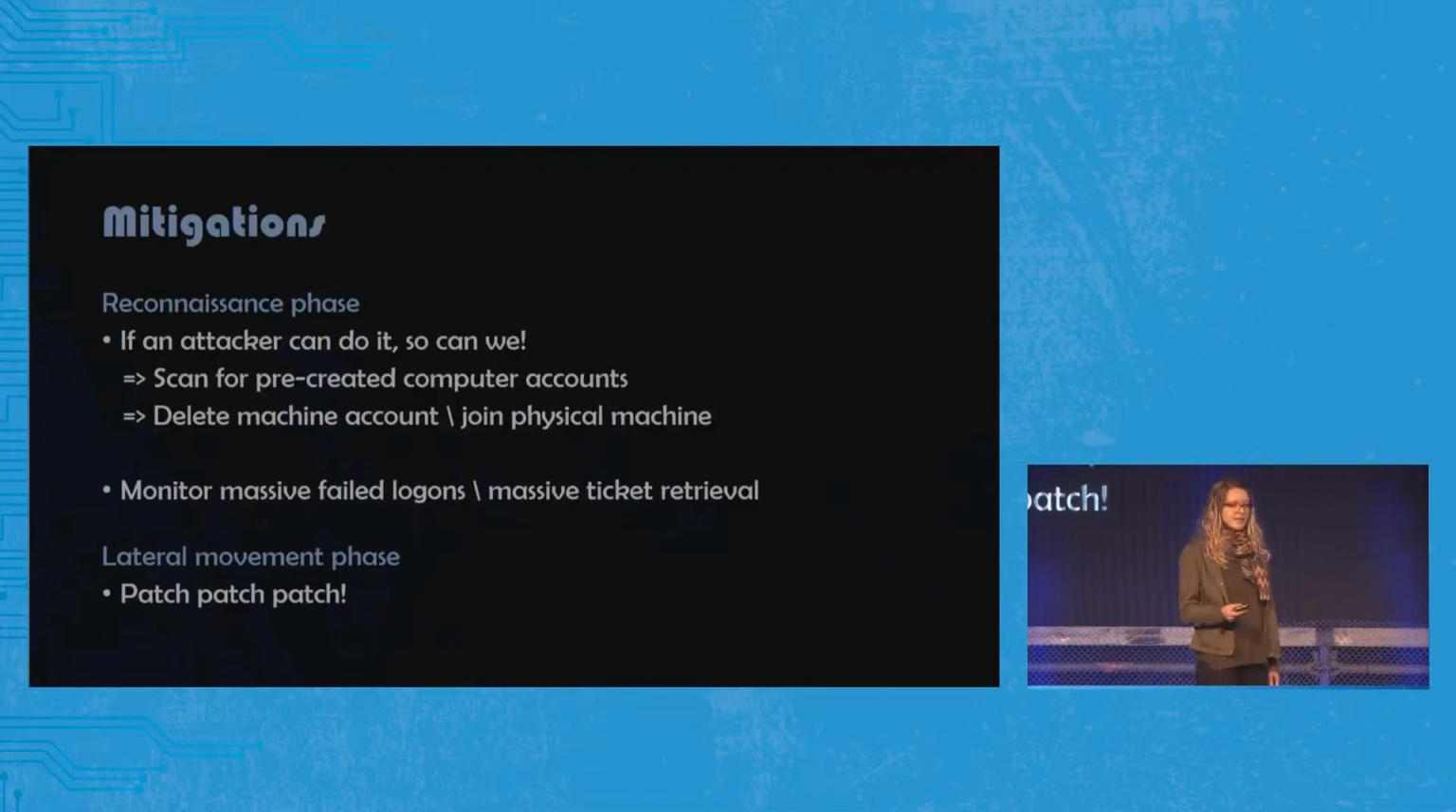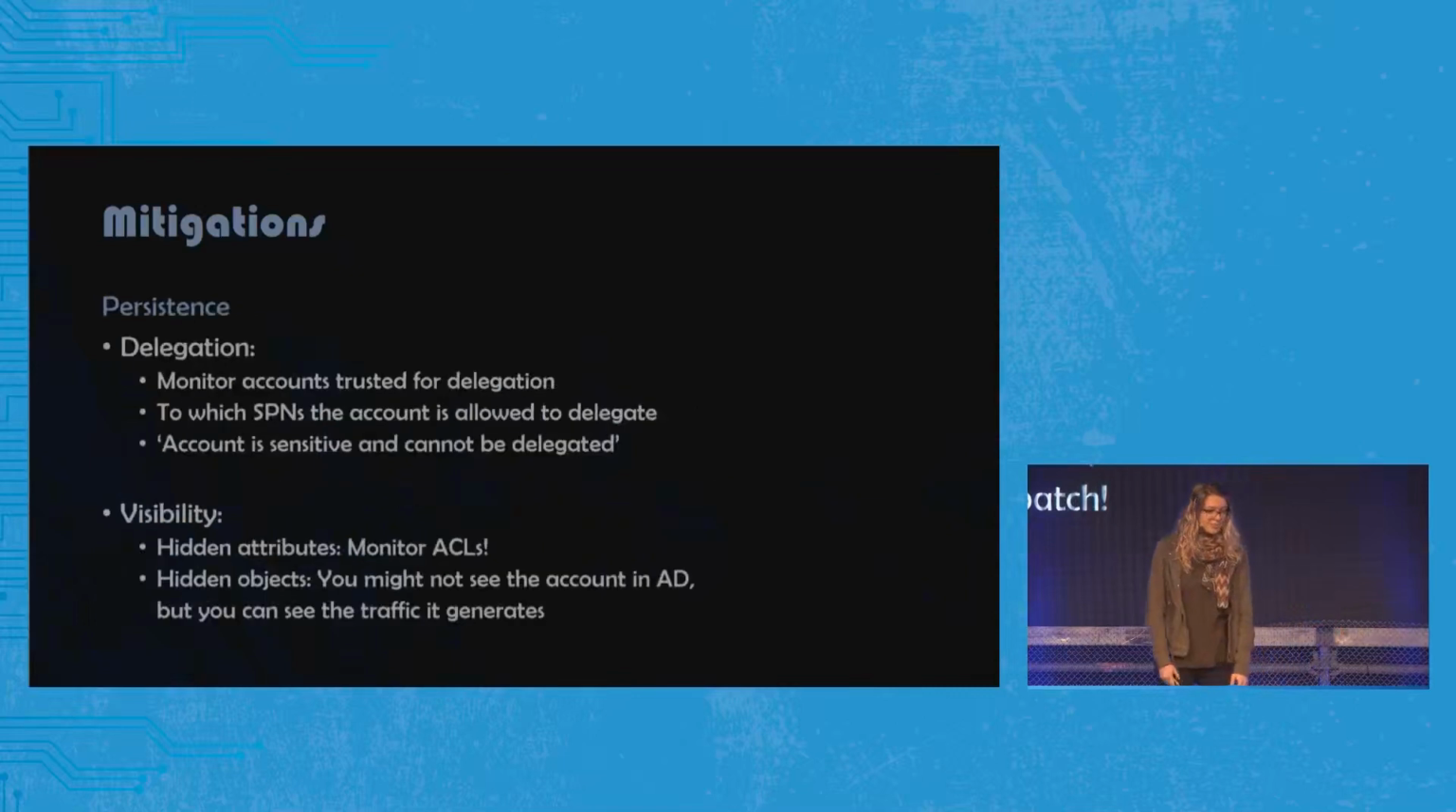Also, in order to detect someone who might be actively scanning our environment to find such accounts, we need to monitor both massive failed logon operations and massive ticket retrievals from a single domain machine, which is also very useful to detect Kerberoasting activities. Now, for the lateral movement phase that we showed, all we need to do is to patch. Just patch your environments.